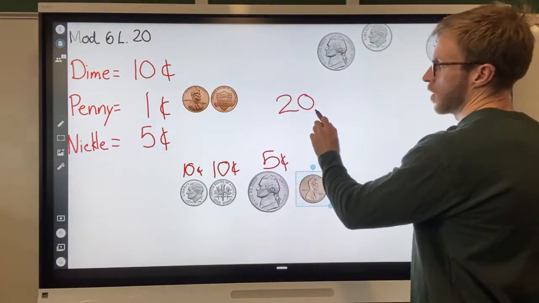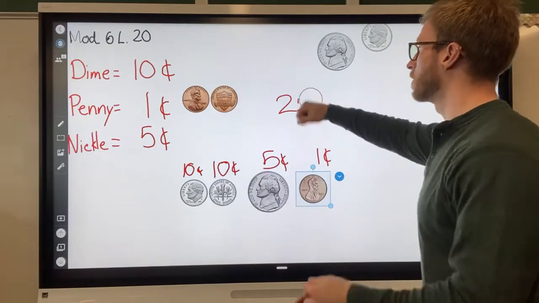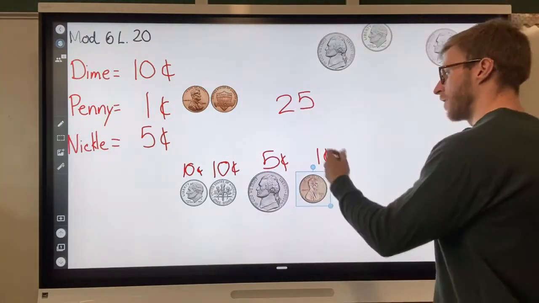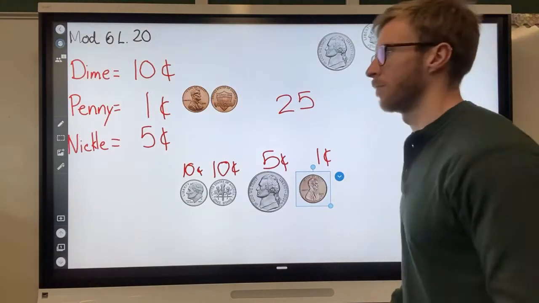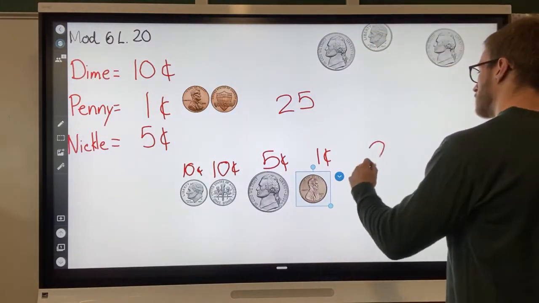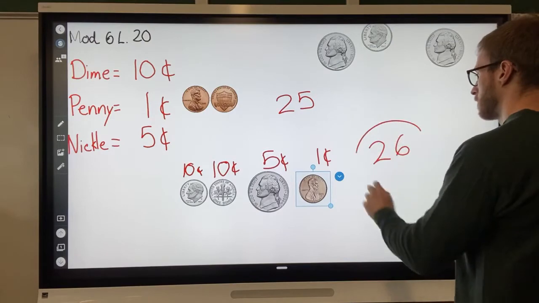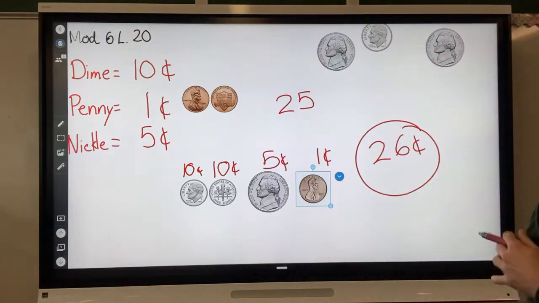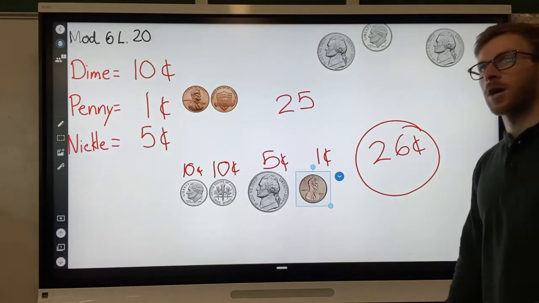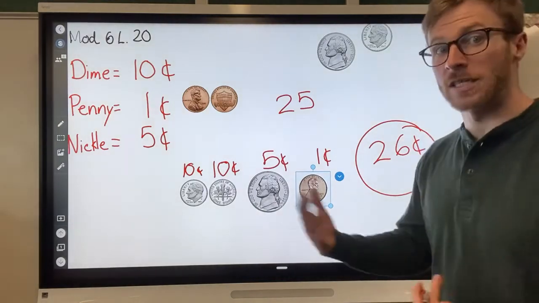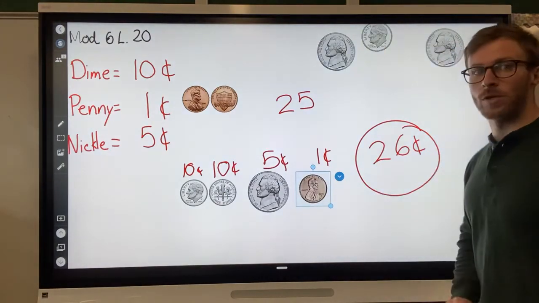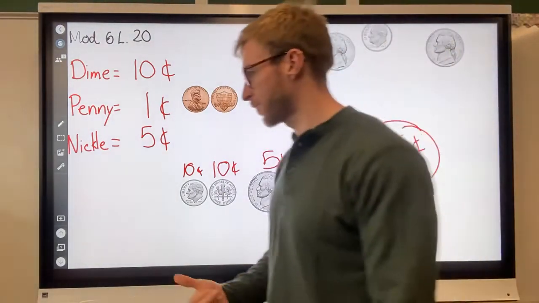Well, 20's got no ones, and we're adding 5 ones. So 20 plus 5 is 25. And then we have 1, so 25 plus 1 is 26. And remember, it's 26 cents. We can't just put 26. I don't know if you're talking about $26, 26 pounds, 26 dogs. I do know, though, if you put your cent symbol there, I know you're talking about money. Okay?